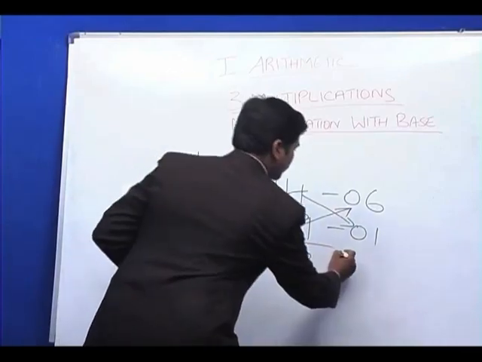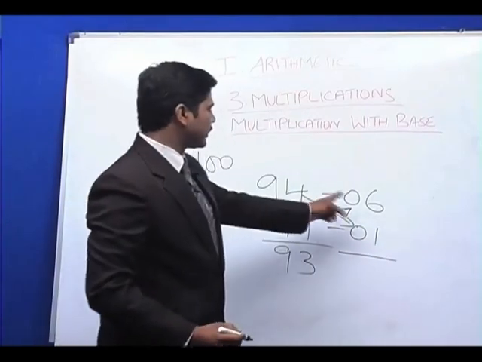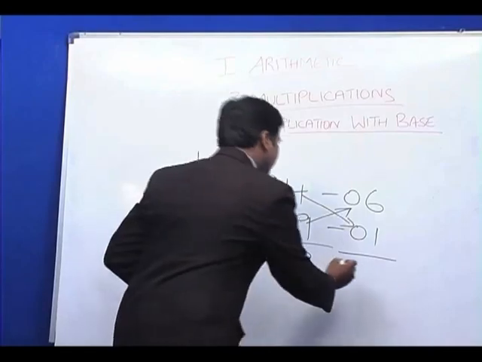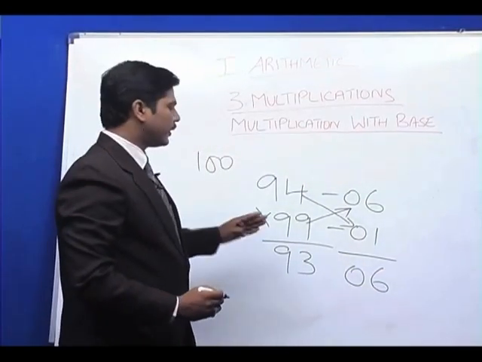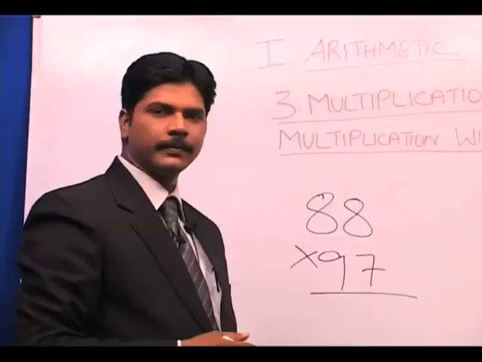So to get the RHS number, just multiply the complements. 06 times 01, you get 06. And that's the answer. When you multiply 94 times 99, you get 9306.